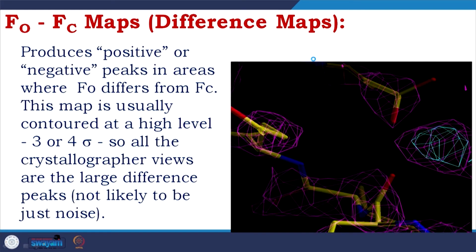Fo minus Fc map produces positive or negative peaks in areas where Fo differs from Fc. This map is usually contoured at a high level. You get the contoured level by looking at the sigma value. So, all the crystallographers view the large difference peaks, not likely to be just noise. So, if you do in that way, you could see the actual electron density map and not the noise.